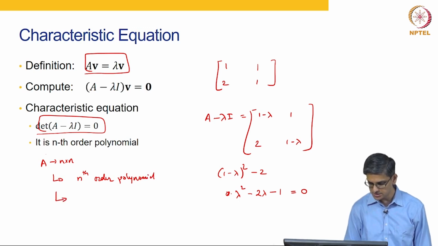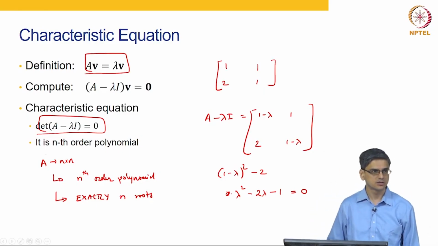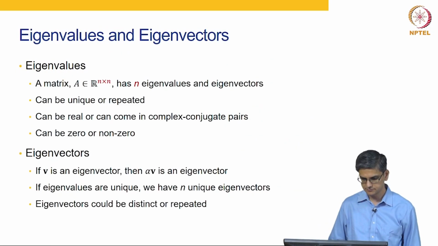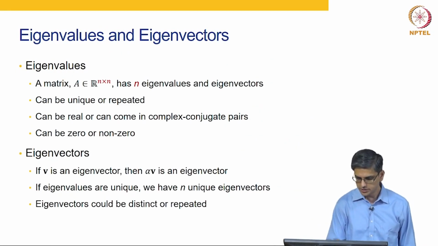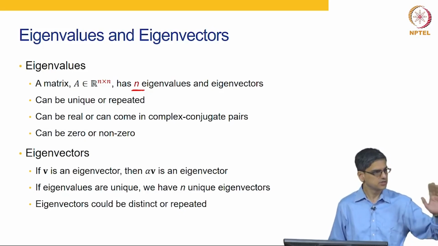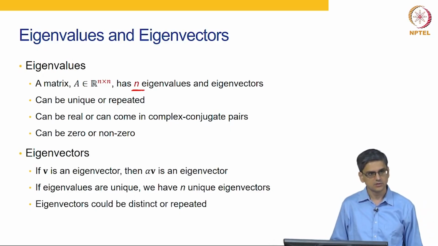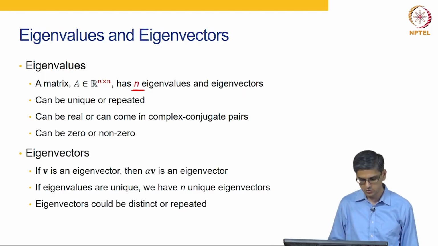which means there is exactly n roots, okay. We have talked about that last week, okay. So, a matrix has exactly n eigenvalues. The n eigenvalues may be repeated, may be unique. They can either be unique, they can be repeated. So, your eigenvalues can be 1 1, they can be 1 0, or they can even be real or can come in complex conjugate pair. They can be non-zero, they can be 0 as well, okay.